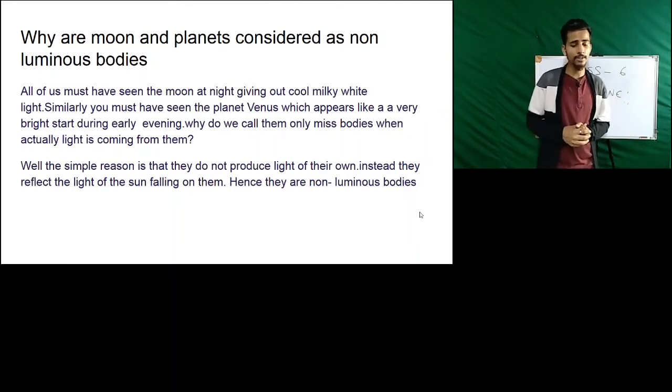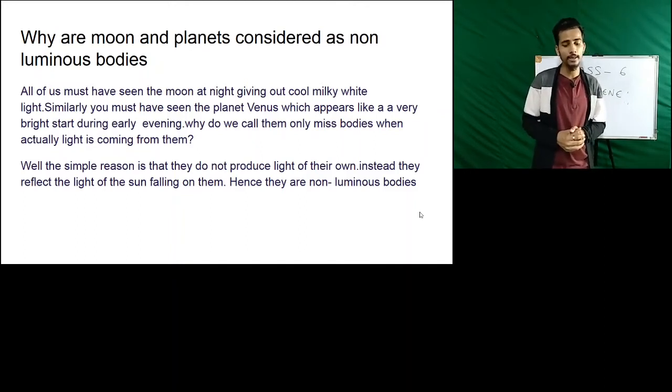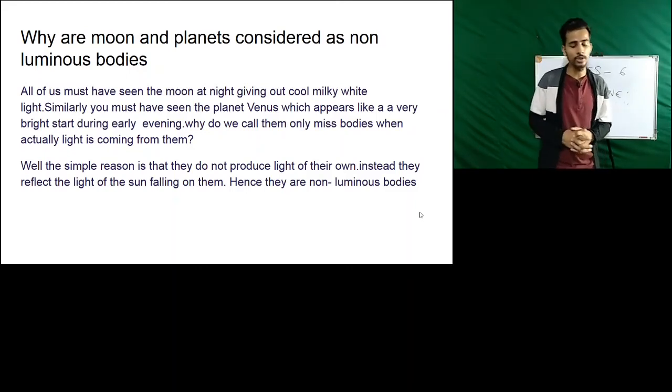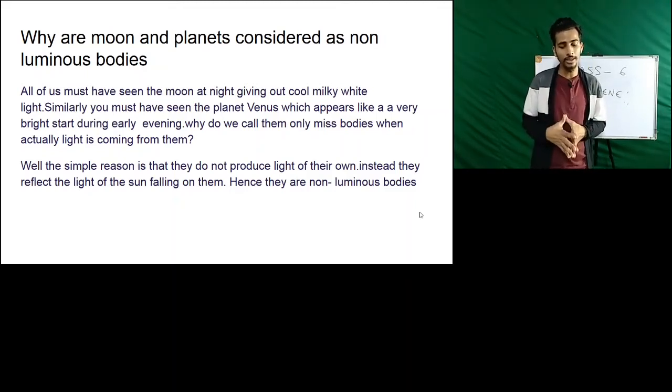All of us must have seen the moon at night giving out cool milky white light. Similarly, you must have seen the planet Venus, which appears like a very bright star during early morning. Why do we call them non-luminous bodies when light is actually coming from them? The simple reason is that they do not produce light of their own. Instead, they reflect the light of the sun falling on them. Hence, they are non-luminous bodies.